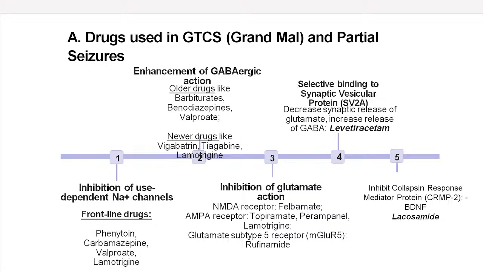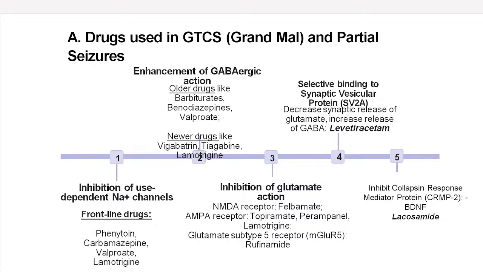Then the second main mechanism of action could be those which enhance GABAergic action, either by facilitating the action of GABA, mimicking the action of GABA, or by inhibiting the degradation of GABA, or increasing the synthesis of GABA, or inhibiting the reuptake of GABA. So there are many ways in which GABA action can be increased or enhanced. So you have older drugs, you already know about them, barbiturates and benzodiazepines. Then there is valproate. You will find valproate in practically all mechanisms of actions.